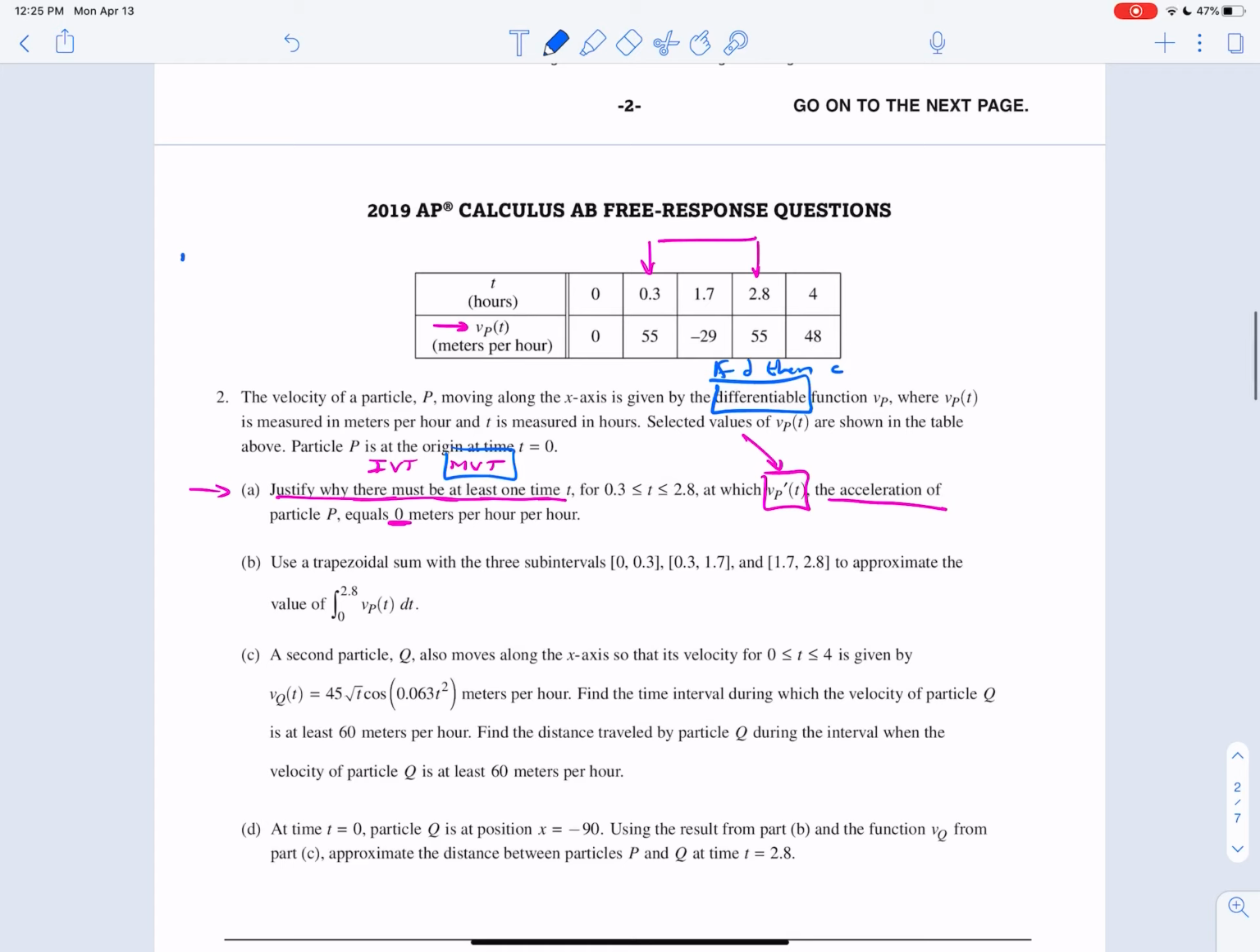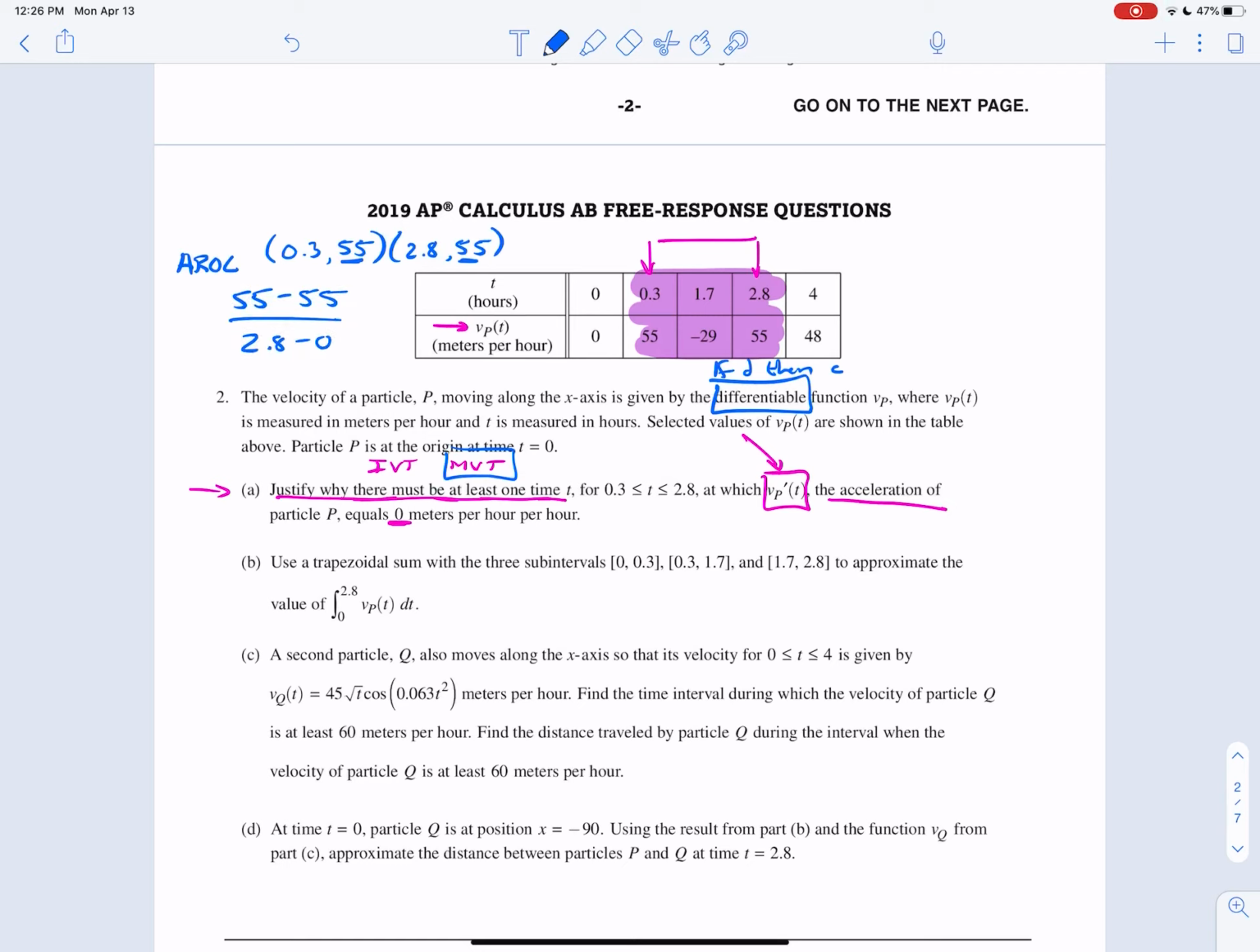We actually have to check the average rate of change. So taking a look at this here, is it possible to pick 2 points in between 0.3 and 2.8 where the slope will come out to 0? So right away I noticed that I should probably use 0.3 and 2.8 because they both have values of 55. So when I find the average rate of change there, it would look like this, which comes out to 0.